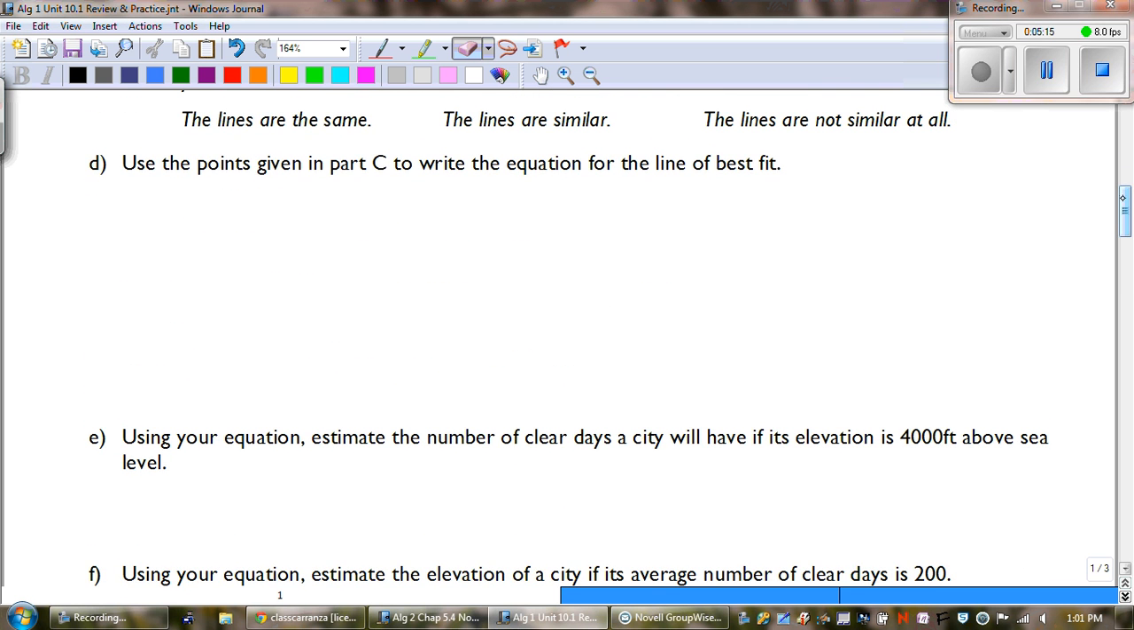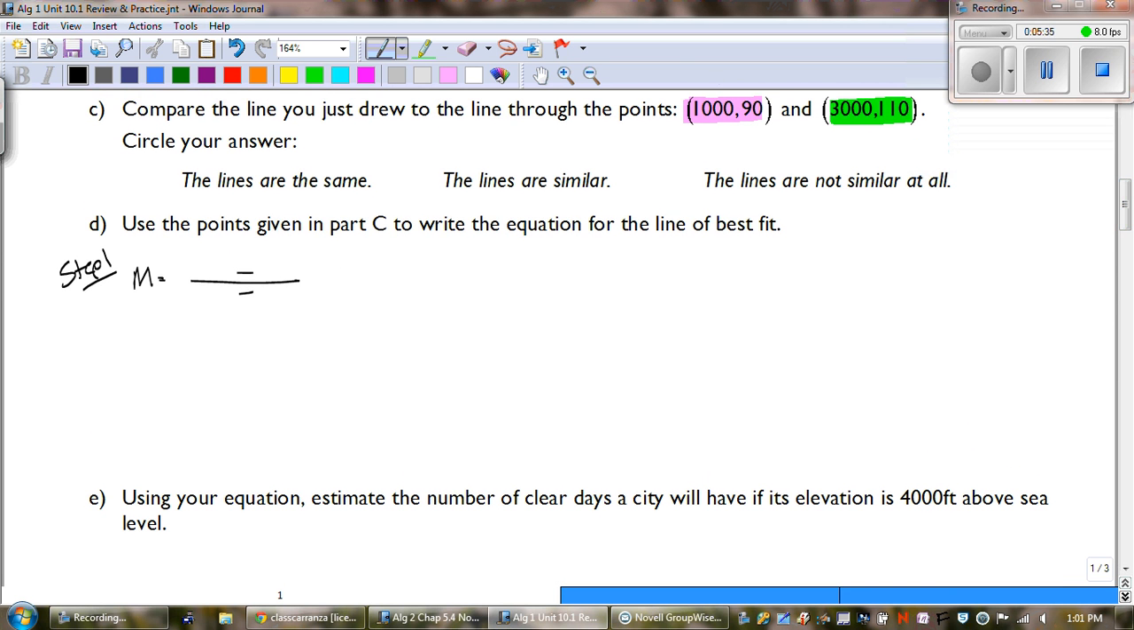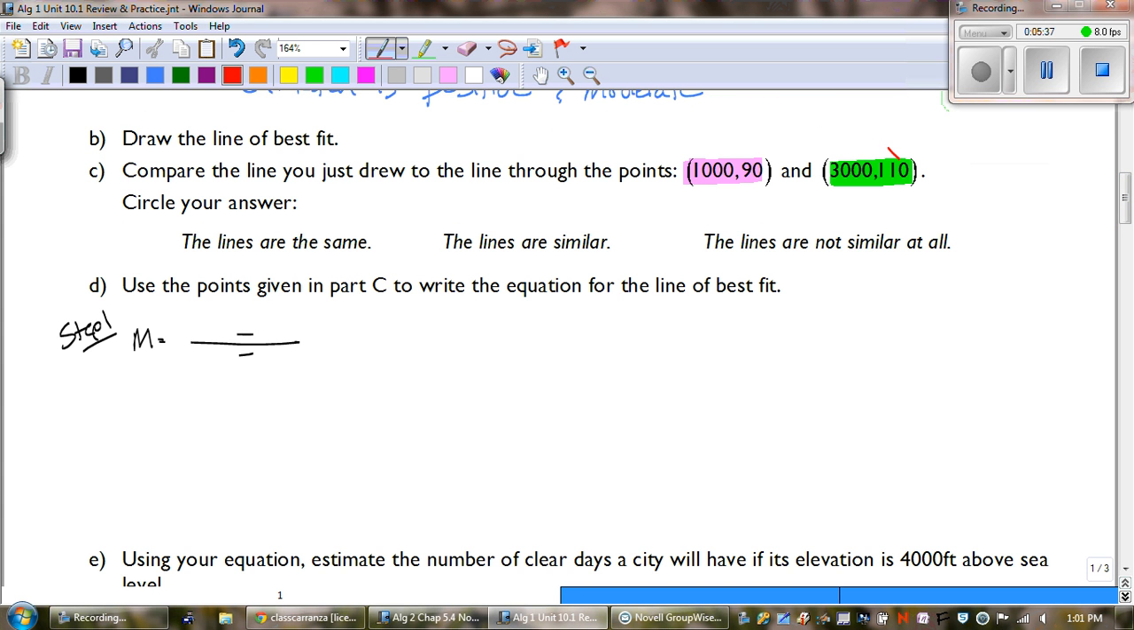Now, use the points given in part C to write the equation for the line of best fit. So there are two steps for when we're doing this. Remember that step one, we need to find the slope. Okay, so let's find the slope. Remember that y's go on top. So we have 110 minus 90, and then the x's go on the bottom. 3,000 minus 1,000.